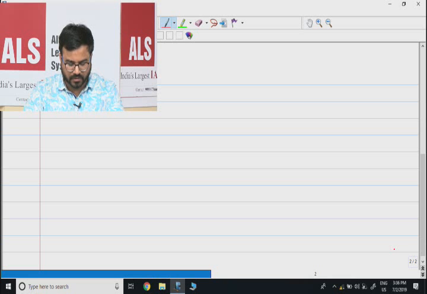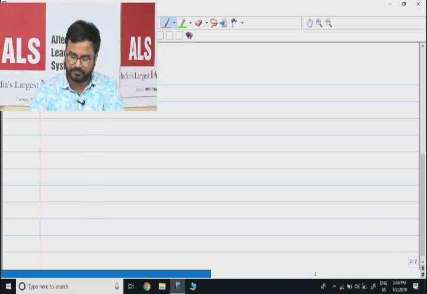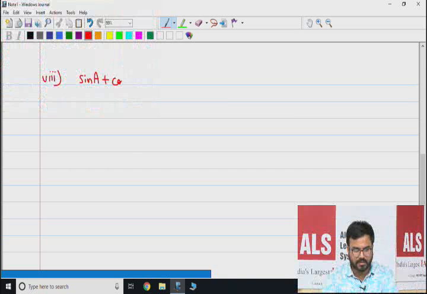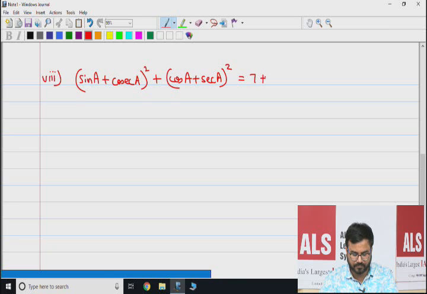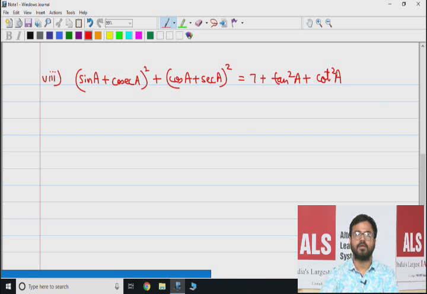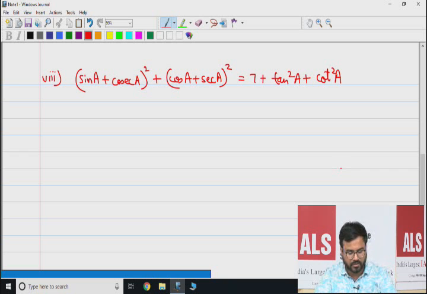Next, there was question number 8. It was (sin A plus cosec A) whole square plus (cos A plus sec A) whole square, and this was the part. Now we have to solve that and show that the left hand side is equal to the right hand side.